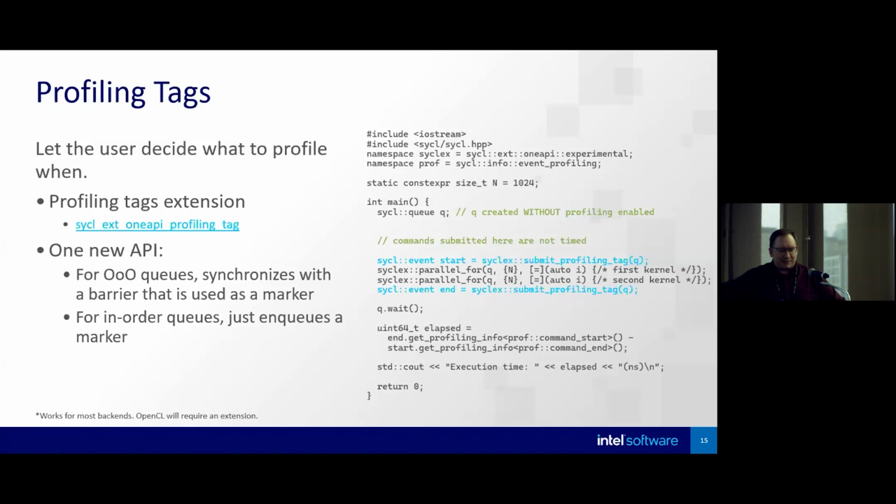And we have a very simple example here of what this looks like. We submit two profiling tags, one at the start of a bunch of kernel submissions and one at the end. We call the first one start, the second one end, and submit a bunch of kernels in between. Then we can compute the elapsed time between these two things and call it a day. This tends to work much more similarly to other GPU programming models. And it's only profiling the things we tell it to profile. So we're not paying the overhead of having to track all this information on every submission. It's only when we explicitly ask the queue to give it to us.